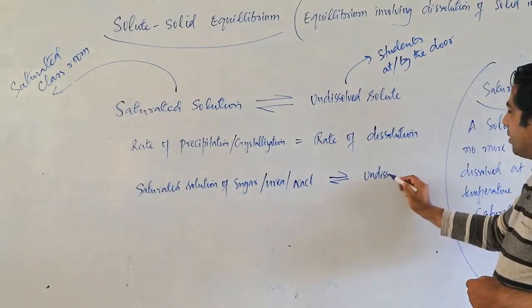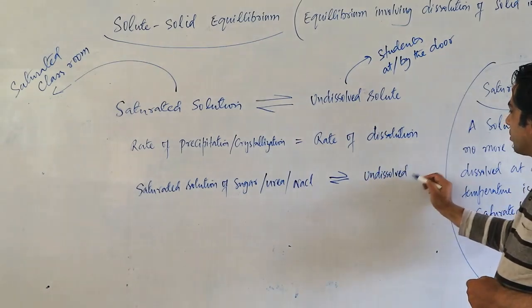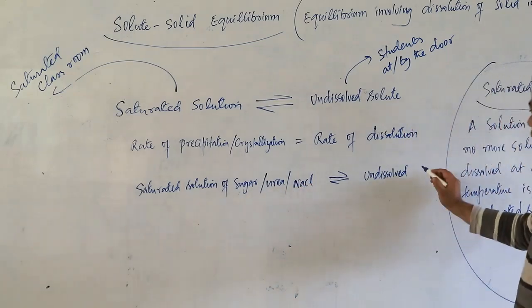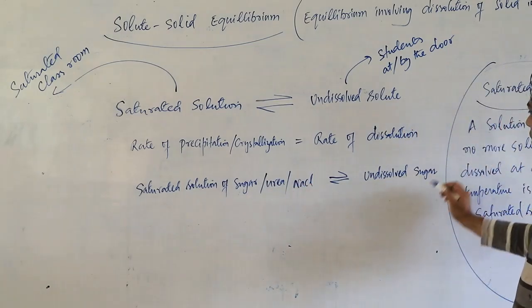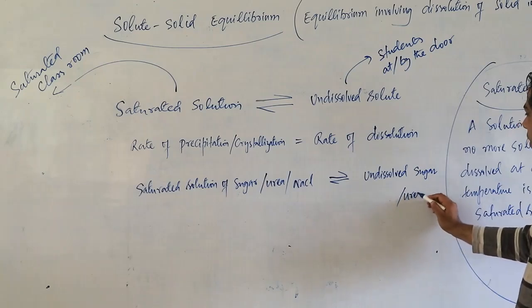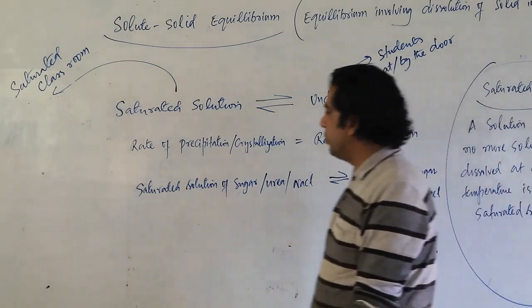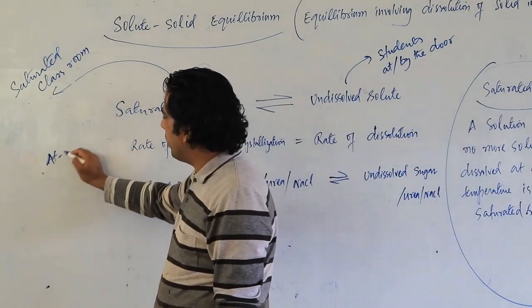So here I will write down undissolved solute. What is your solute now? Undissolved sugar, or it can be undissolved urea, or it can be undissolved NaCl, my dear friends. So this is exactly what is happening at the equilibrium.